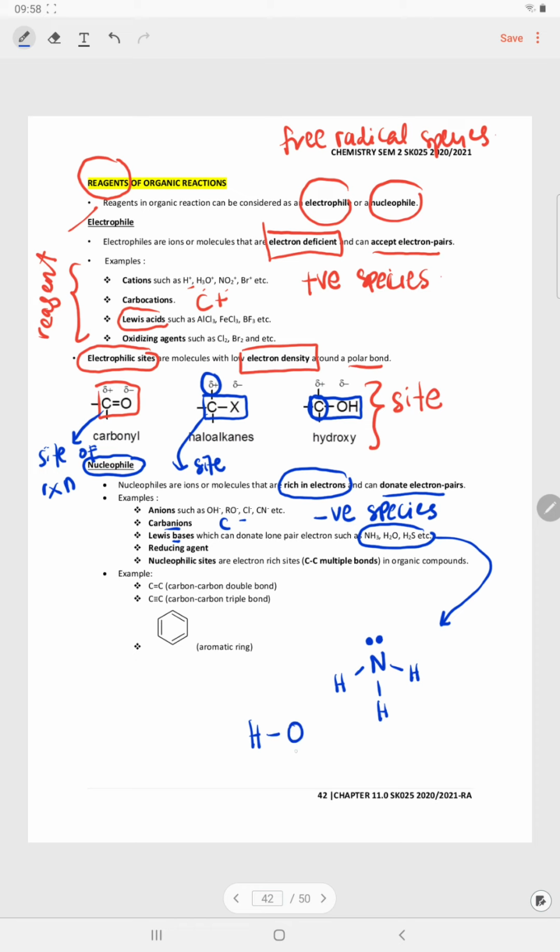Water also has lone pairs at oxygen. H2S means sulfur with hydrogen, hydrogen, and two lone pairs at sulfur. So if we have an atom with a lone pair, we can classify it as a Lewis base, a reducing agent. And so the fourth part here is the reagent. If they are nucleophile sites, it must be a carbon multiple bond, either double bond or triple.